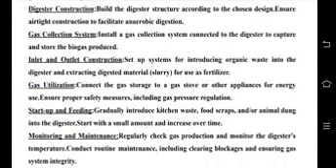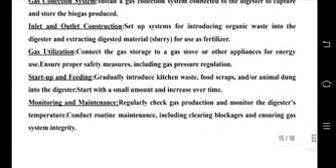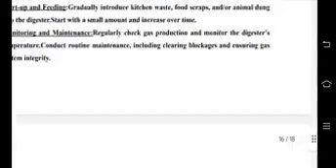Then gas utilization. Connect gas storage to a gas stove or other appliances for energy use. And for other appliances we need to connect that gas pipe. Ensure proper safety measures including gas pressure regulation. Then startup and feeding. Gradually introduce kitchen waste, food scraps, and or animal dung into the digester. Start with a small amount and increase over time. Monitoring and maintenance. Regularly check gas production and monitor the digester's temperature. Conduct routine maintenance, including clearing blockages and ensuring gas system integrity.